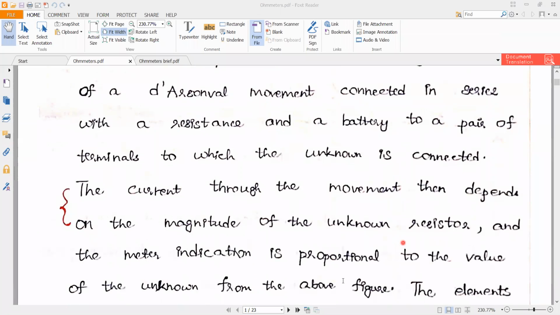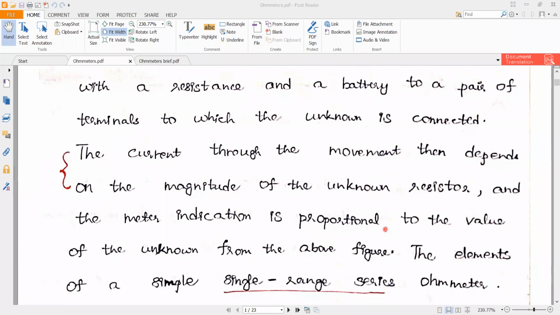The meter indication is proportional to the value of the unknown from the above figure. Whatever the meter is going to indicate is proportional to the unknown resistance Rx. That is shown in the figure.